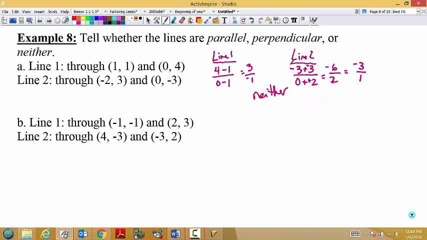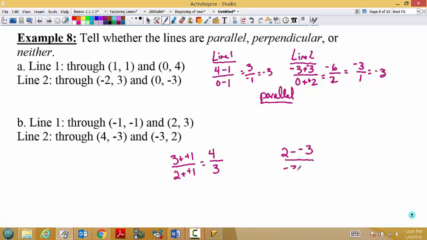For this to be perpendicular, wait, I'm just kidding. Ignore everything I just said. This equals -3, this equals -3, so they have the same slope, so they're parallel. Sorry, I was looking at it upside down. And then this one, 3 minus -1 over 2 minus -1. That's 4 over 3. And then 2 minus -3 over -3 minus 4. That's 5 over -7. Yeah, those are definitely neither.